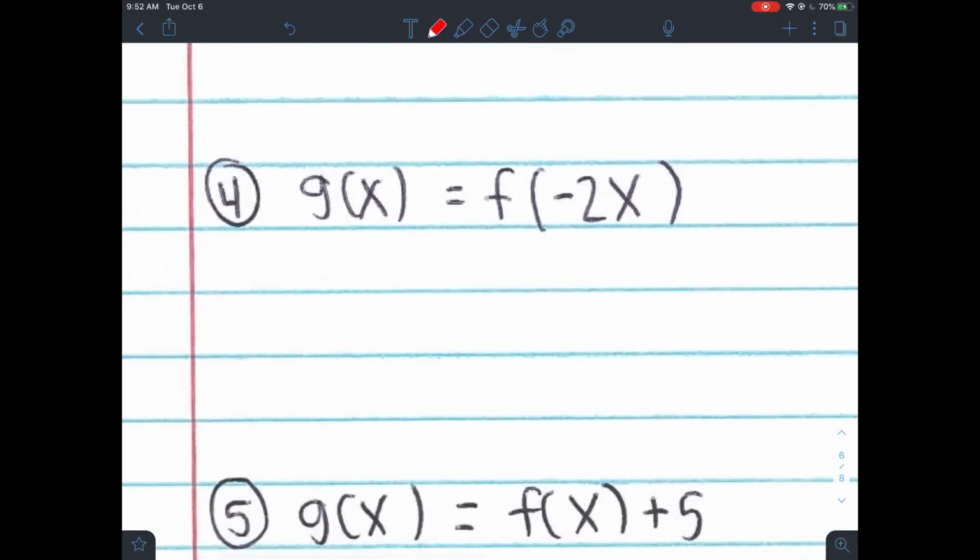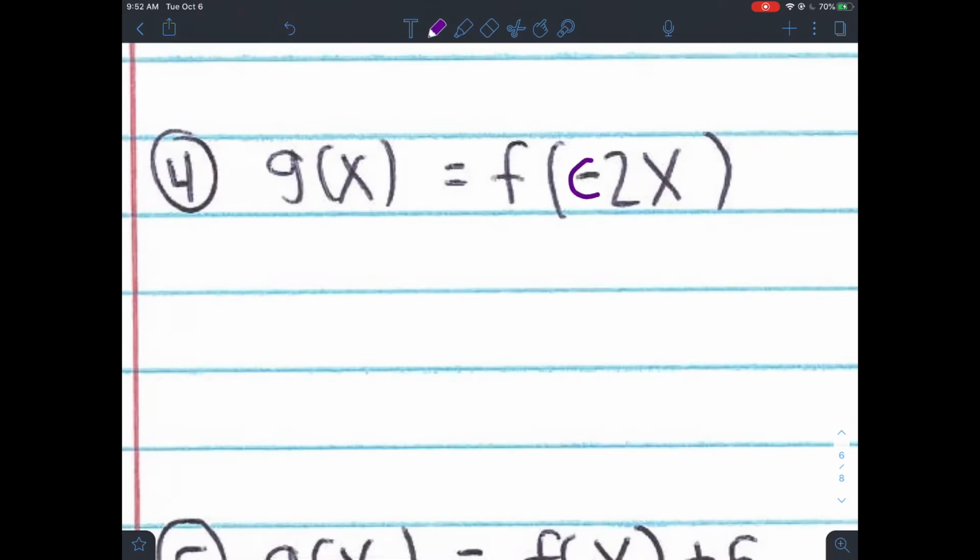Starting with number 4, we actually have 2 transformations here. There's actually 2 things that are off with this one. So the first thing I'm going to point out is the negative sign. Remember, what do negatives tell us? Negatives tell us when we have a reflection.